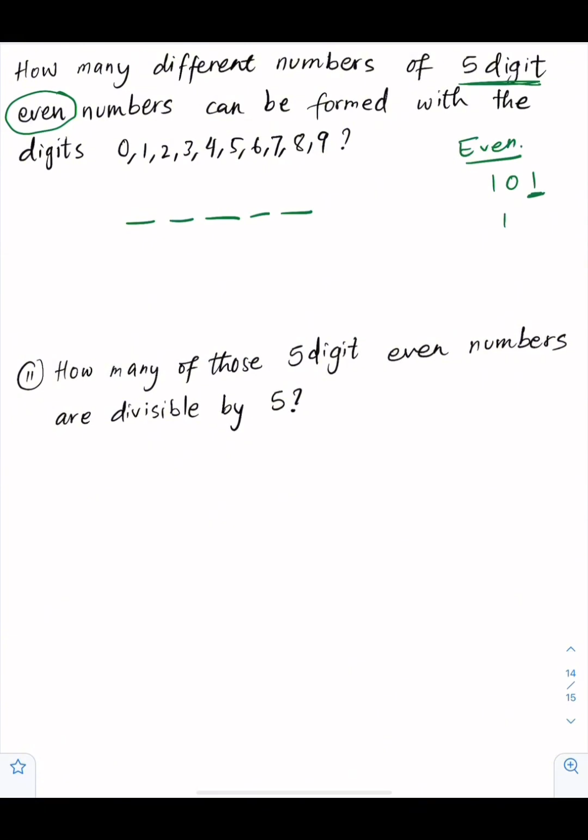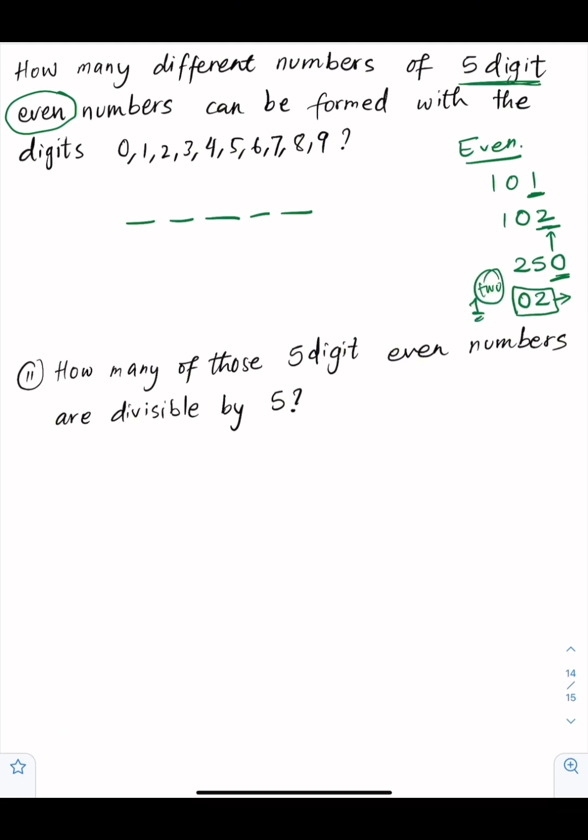But what about 102? It's an even number, right? Because the unit place is occupied by an even number. Now what about 250? It's also an even number. Now what about 025? Okay, 02, is it an even number? Yes, but how many digits are there? It should be counted as one digit, right? Because 02 is the number 2, which is a single-digit number.